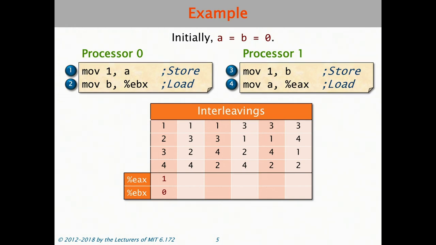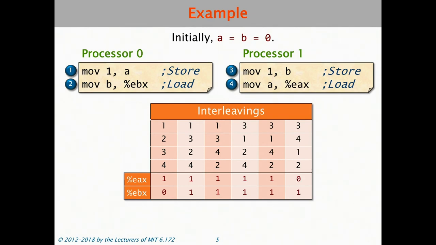Okay, what about the second one? One, one, good, okay? Because they both are moving one into the registers, then they're both storing. What about the third one? Yeah, same. Fourth one? Same? Yep. Fifth one, same. Last one, yeah, 0, 1, good, okay.